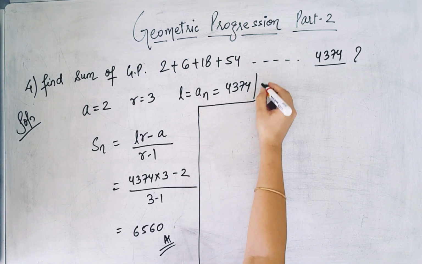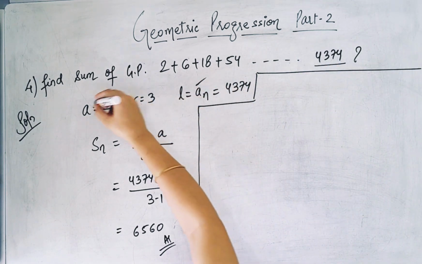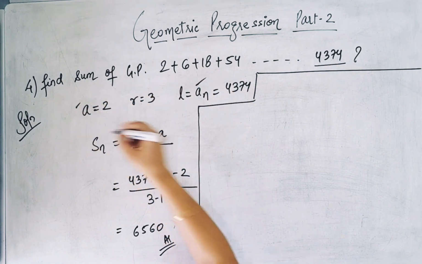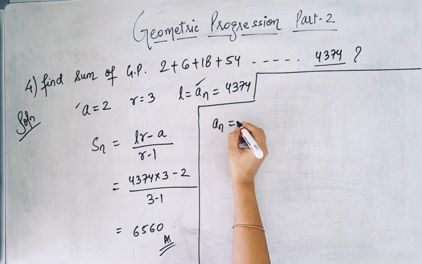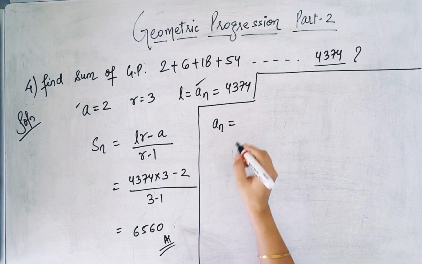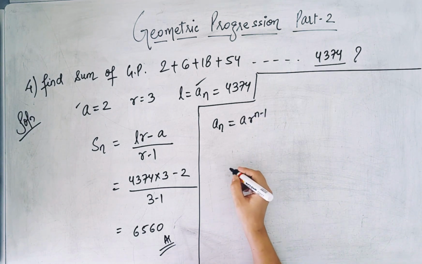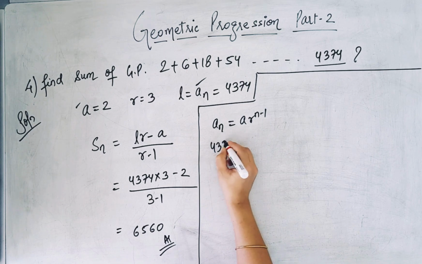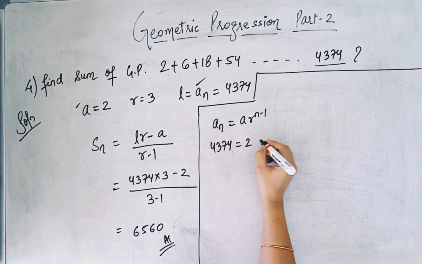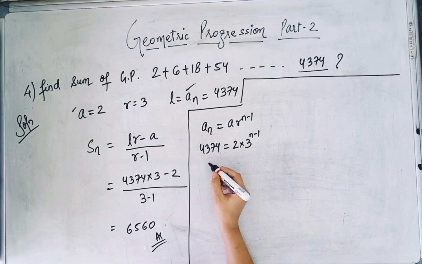There is one more method which we can apply over here. Like see, we are provided with the last term and first term. With the help of this, we can calculate n. an is equal to a into r to the power n minus 1. This is 4374. A will be 2. R is 3 to the power n minus 1.